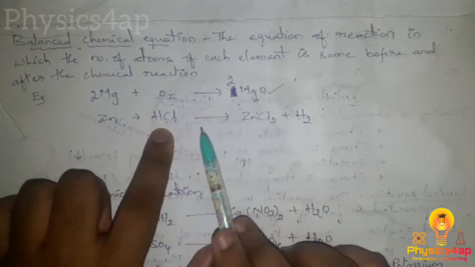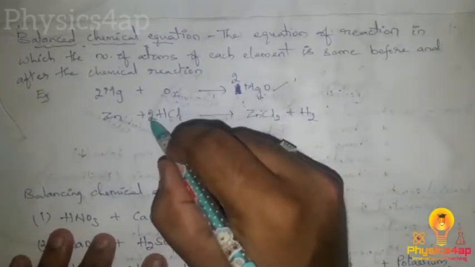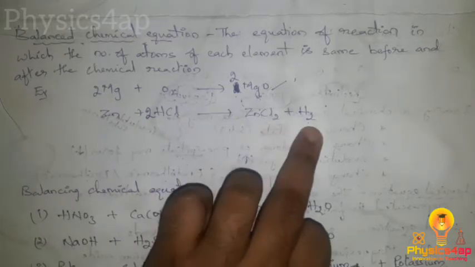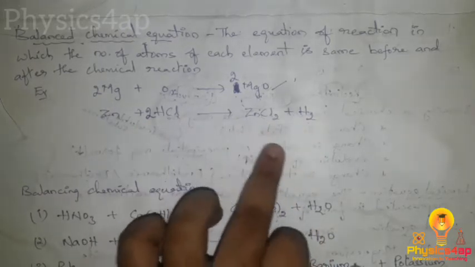Now to balance the hydrogens and chlorines, we multiply by 2 over here. We should multiply the 2 over here, then we get 2HCl. Now there are 2 hydrogens and 2 chlorines. Here also we have 2 hydrogens and 2 chlorines. Now it is a balanced chemical equation.